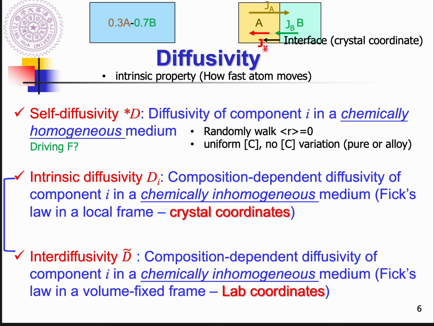And this is the first thing you need to know. The second thing you need to know is regarding the interface. This is quite important. Because JA is larger than JB, more A moves to the right-hand side. This excess A is going to push this interface toward the left-hand side. So that tells you the interface is going to move inside these materials.